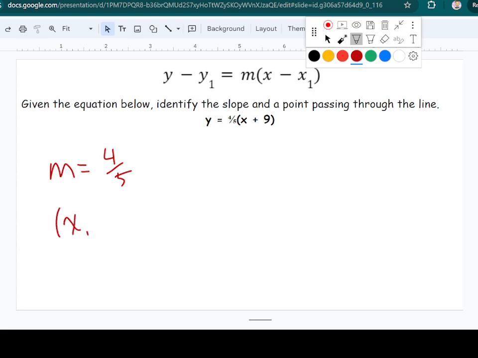And we can still find our x1 pretty easily, because that's inside the parentheses with the x. Since it is a positive 9, or since it's plus 9 rather, it's actually a negative 9. But y has no y1 friend. So we've got some sort of gap here.